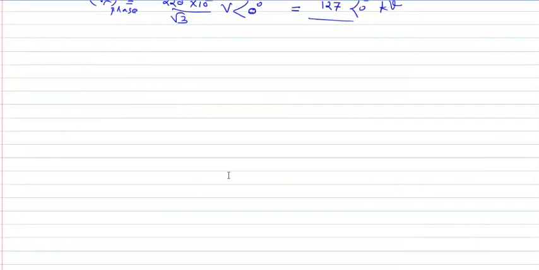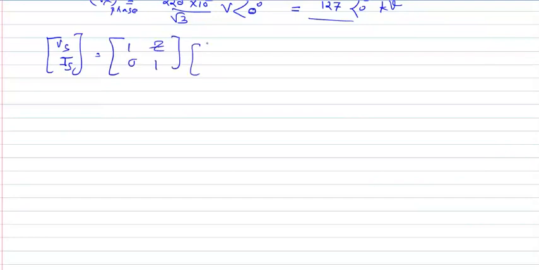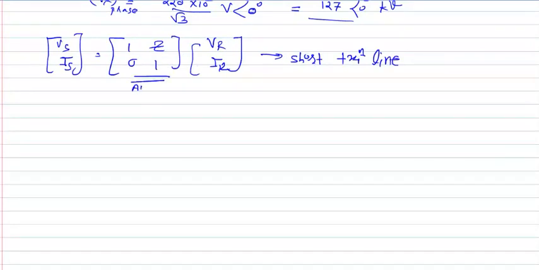Okay, I will rewrite this equation again so you can understand. VS IS is equal to the matrix 1 Z 0 1, then VR IR. So this is the model for short transmission. So these are the ABCD parameters for short transmission. So from this first equation, VS is equal to 1 into VR plus Z into IR. So this is the first equation.